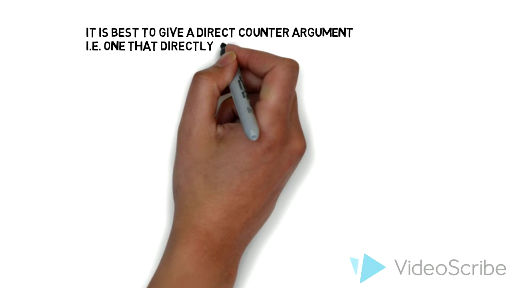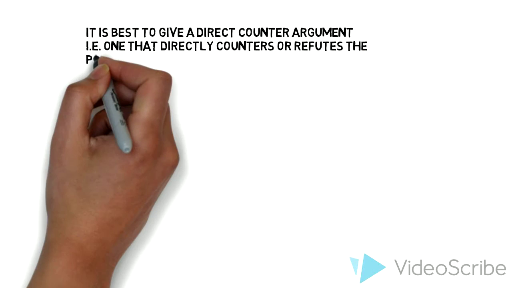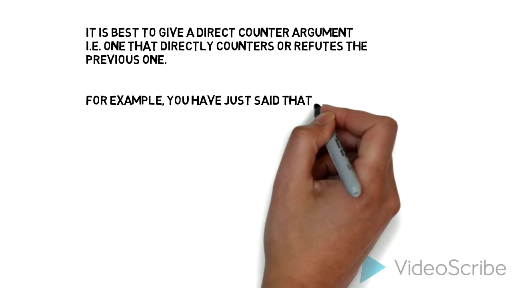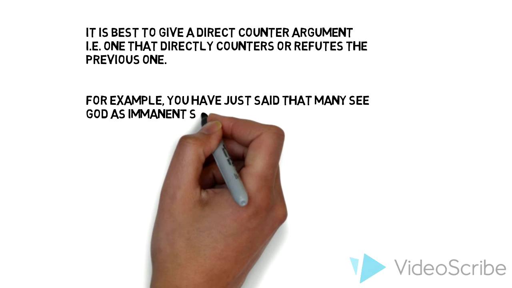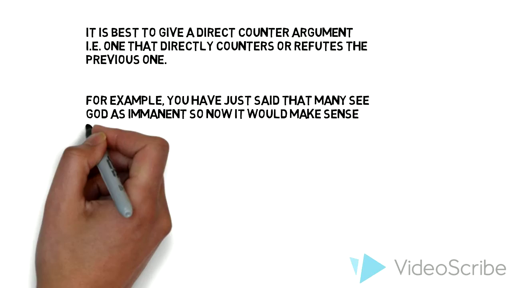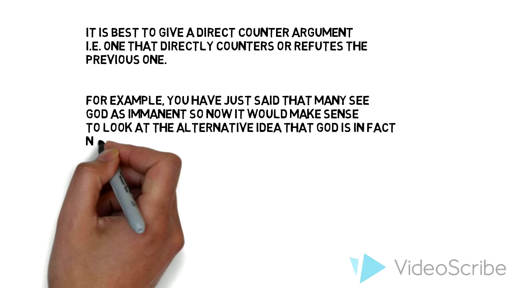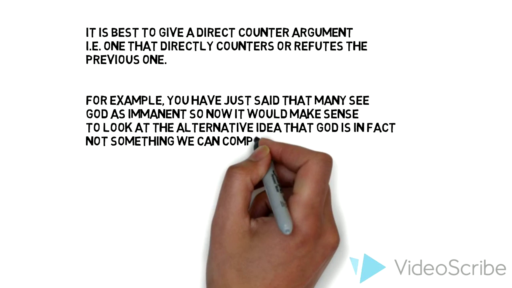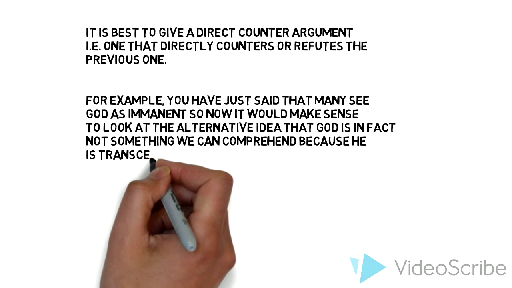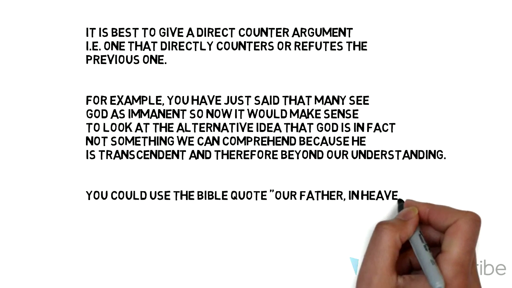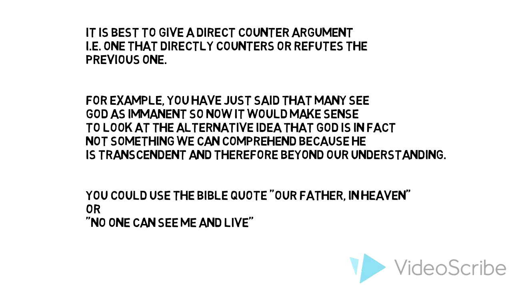Don't just give random arguments for and against. It's best to give direct counter-arguments. This is one that directly counters or refutes the previous paragraph. For example, you've just said that many see God as immanent, so now it would make sense to look at the alternative idea that God is in fact beyond the world, something we cannot comprehend because he is transcendent. You could use these Bible quotes.